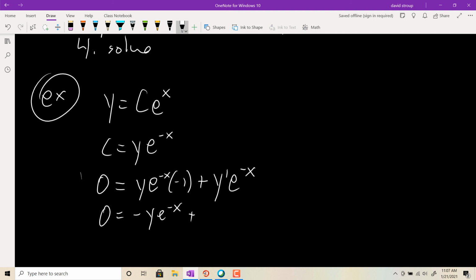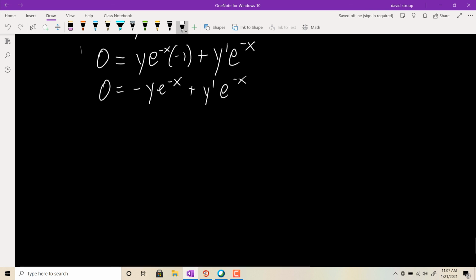Okay, y prime e to the negative x. Move the y over: y e to the negative x equals y prime e to the negative x. And then you can get rid of the e to the negative x and you just have y prime equals y.